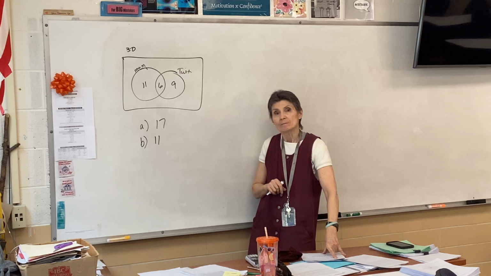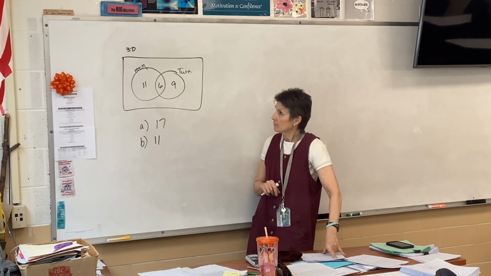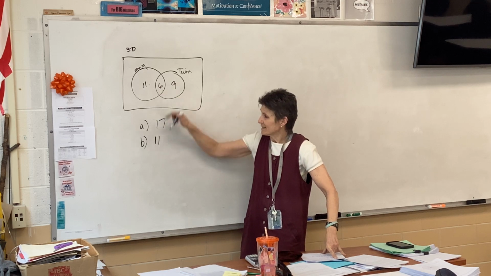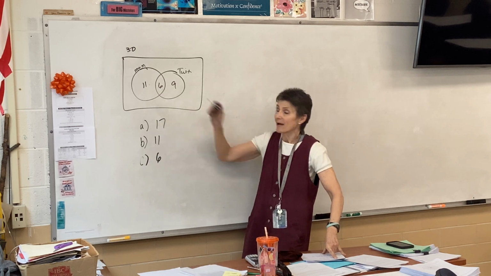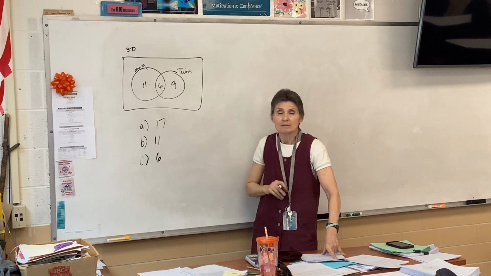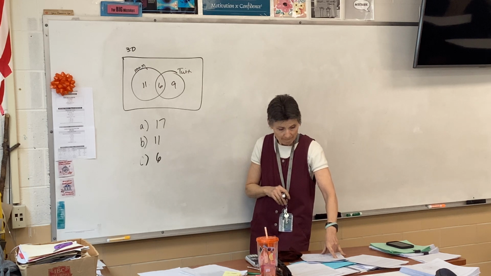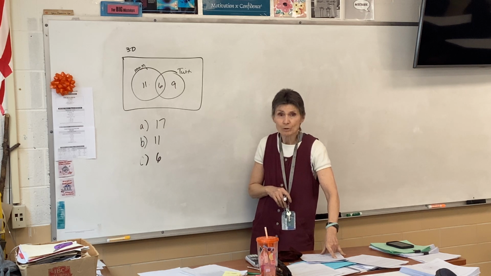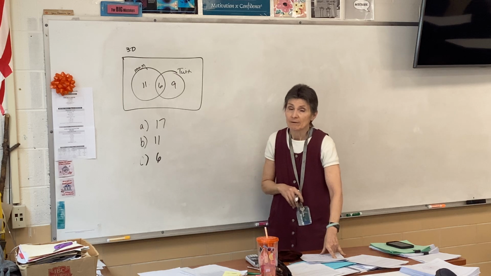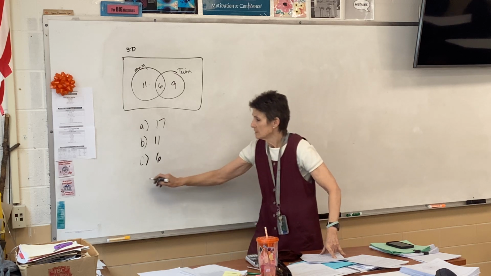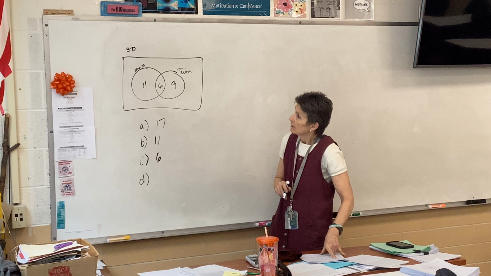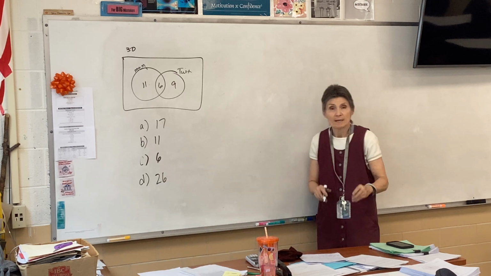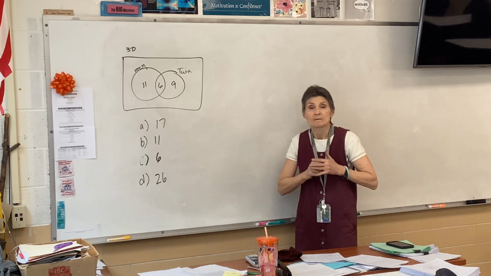How many like both? Well, the ones that like both are where the circles overlap. Those 6 kids are inside the M&M ball and the Twix ball. How many like M&Ms or Twix? Now don't get confused. There are 26 kids who like M&Ms or Twix.